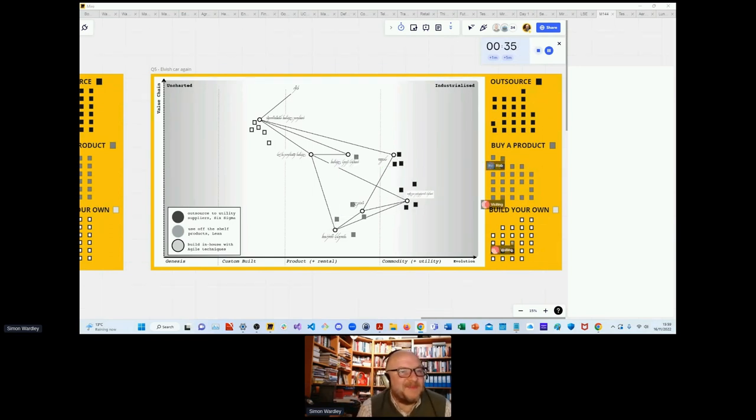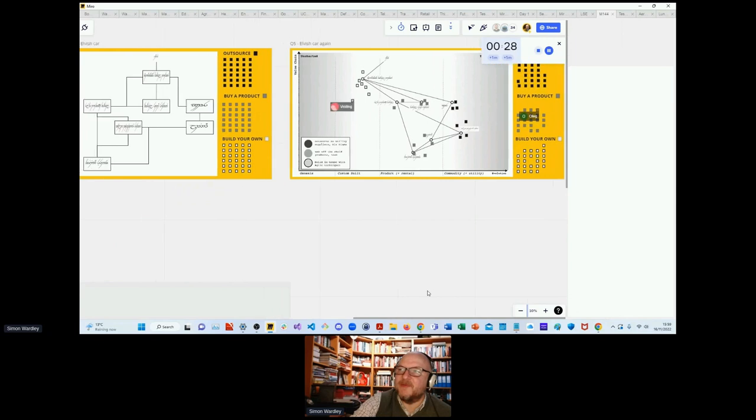You've already been poisoned by mapping. You're outsourcing the stuff on the right, off-the-shelf products in the middle. On the left-hand side, you're learning to build your own. Well, that was easy. So for your perusal, these are the most basic patterns.